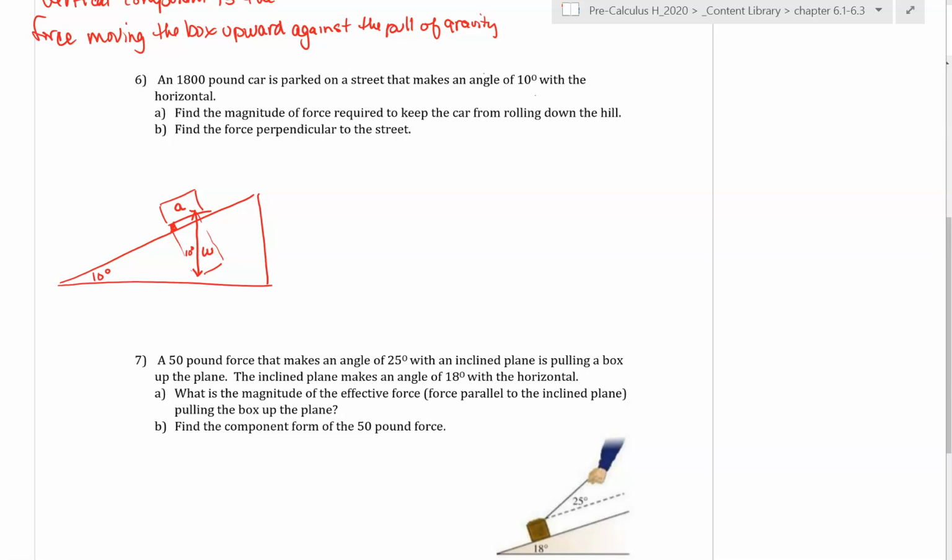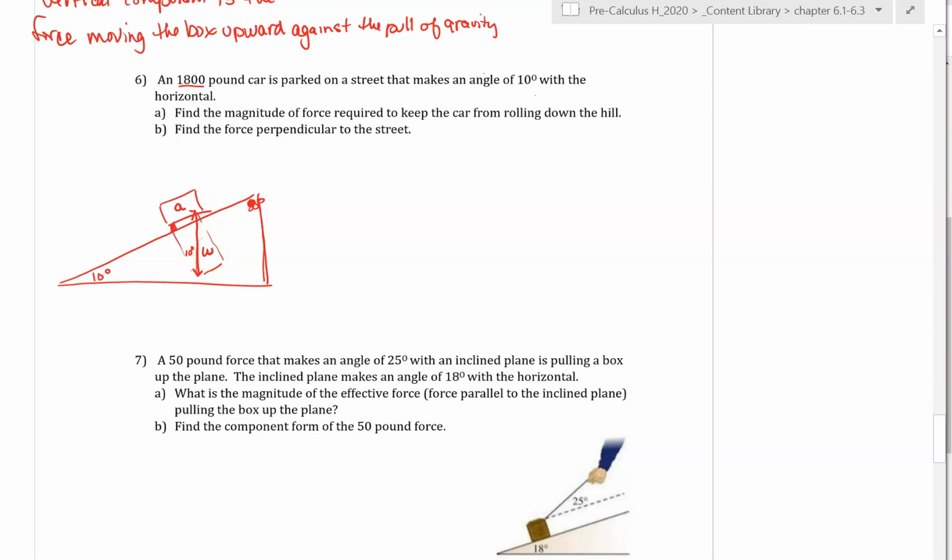I drew a picture for you. Again, I was able to find that this angle was 10. Think about how I did that. These lines are parallel, and this angle over here would have to be 80, right? So I knew that this was 10 degrees. So go ahead and pause the video. We want to find the magnitude of the force. Then again, when I say the force, it's the weight of the car. 1,800 pounds is W. That's the magnitude of W.